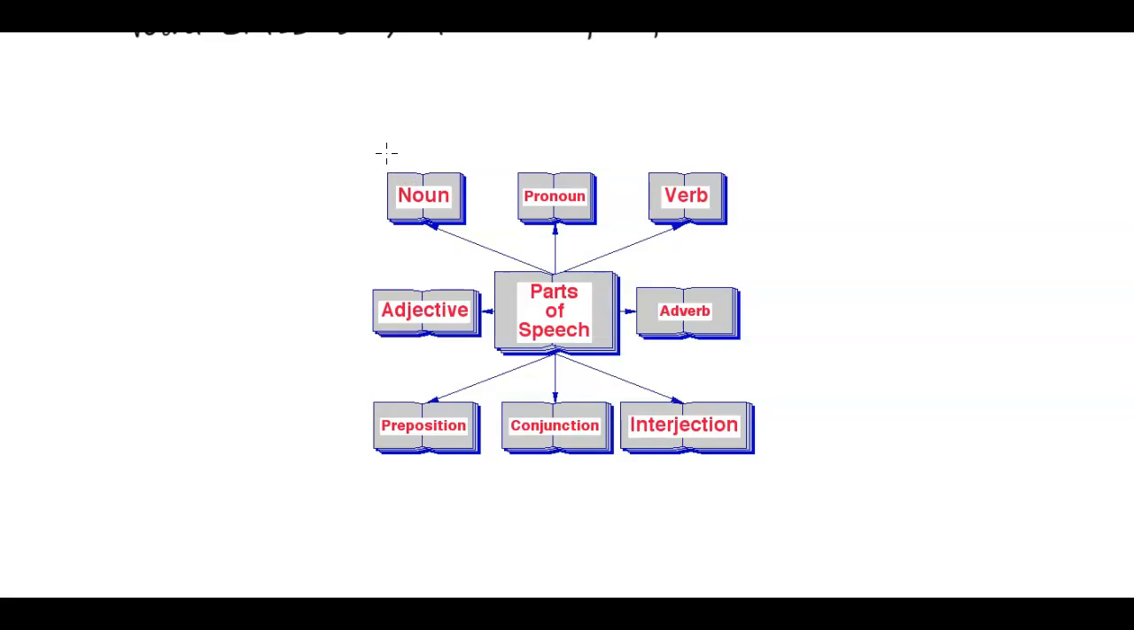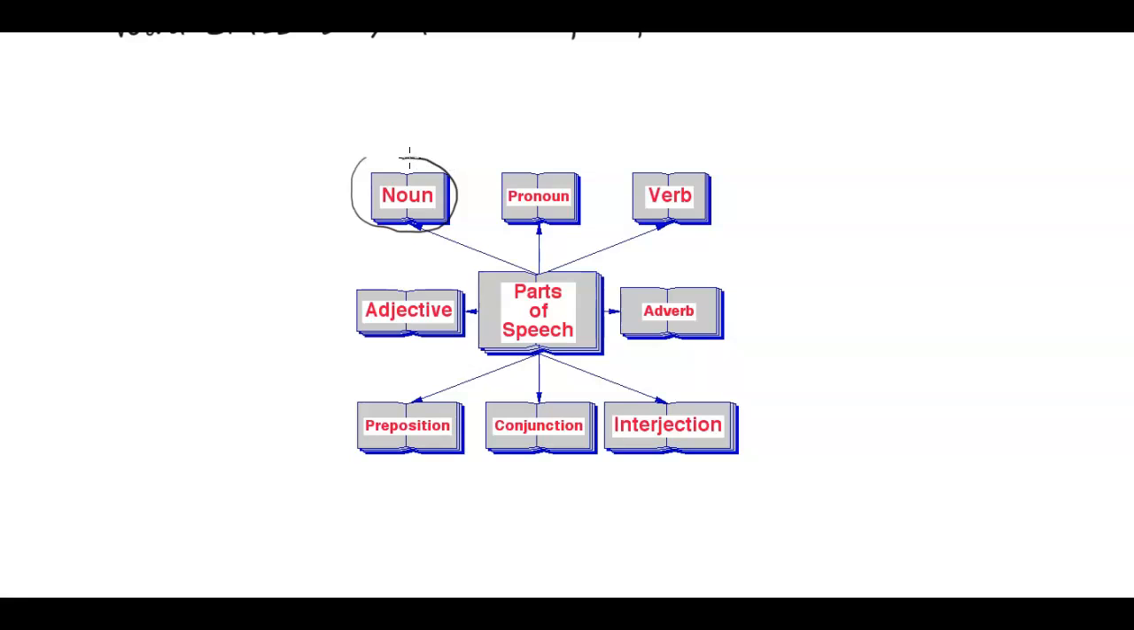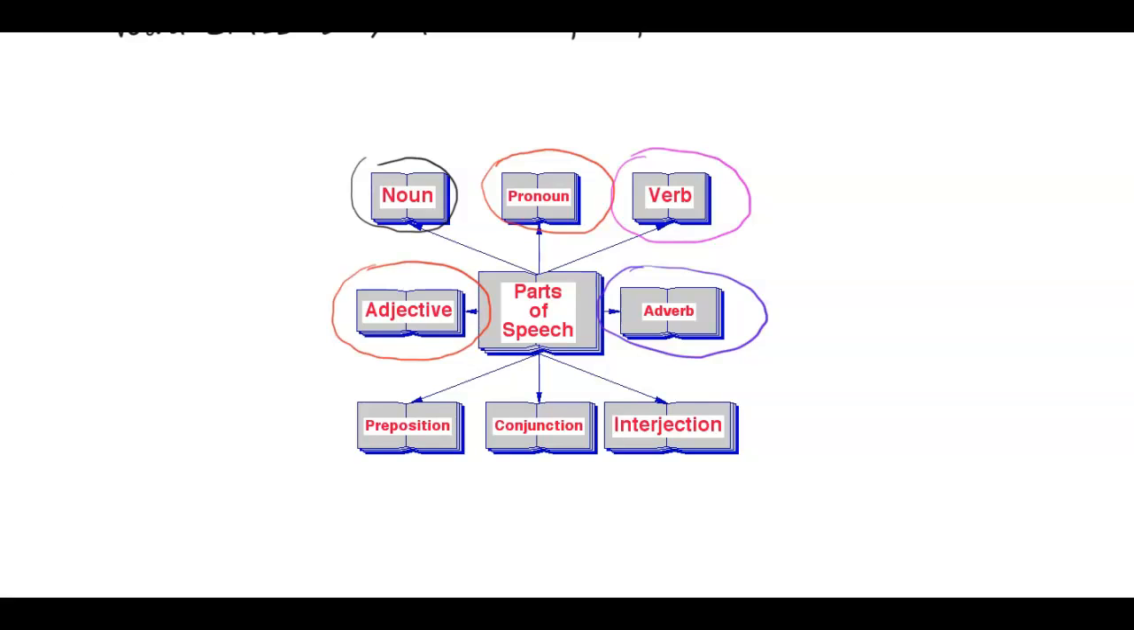These are the noun, and the pronoun. We also have the adjective and the verb, the adverb, the preposition, the conjunction, and the interjection. These various categories of words perform different functions.